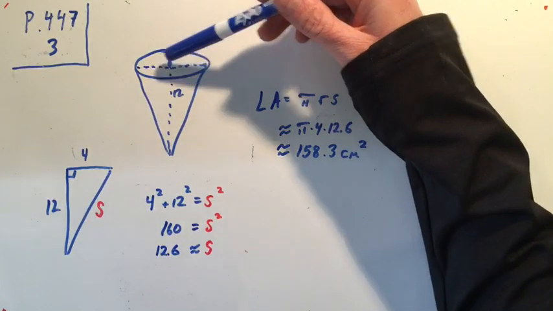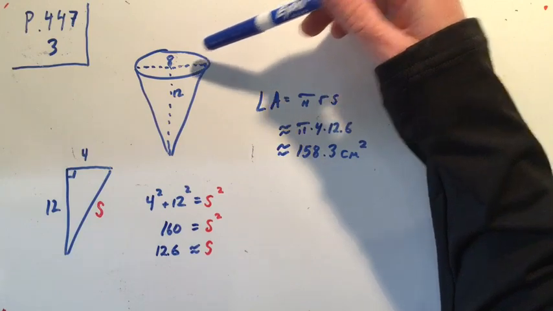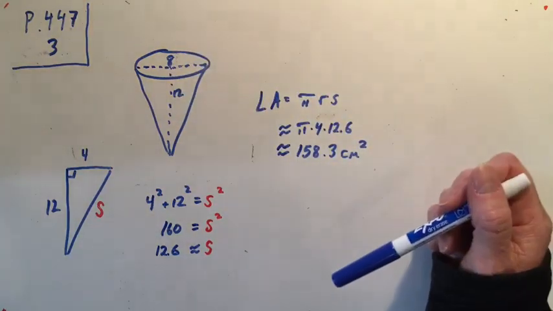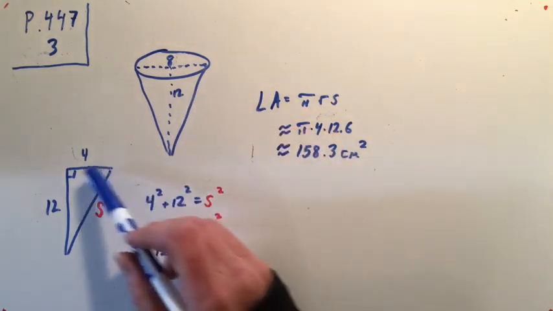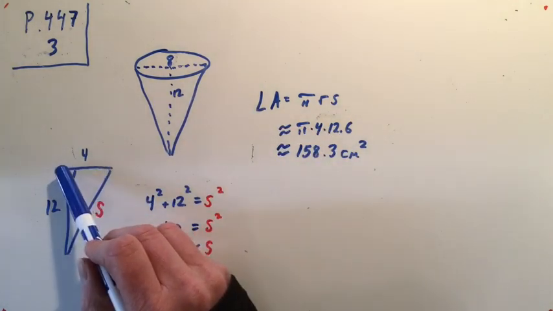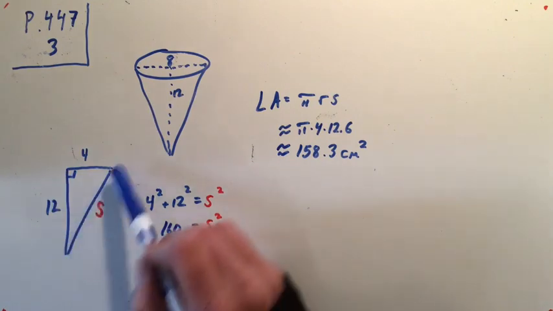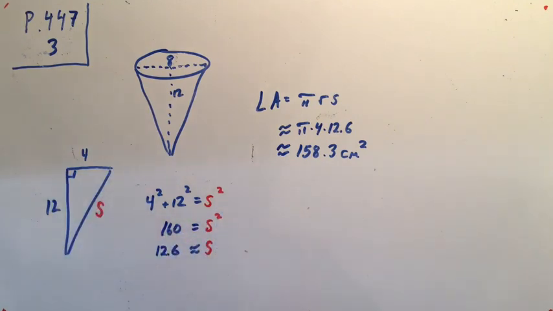I think 8 is meant to be a diameter of this cup, which means the radius is going to be 4. And again, because we need the slant height to find surface area, we're going to need to use the Pythagorean theorem. So we have a 4 radius, a height of 12, and the slant height we can find by using the Pythagorean theorem. Turns out to be about 12.6.